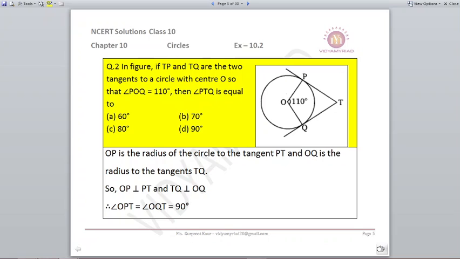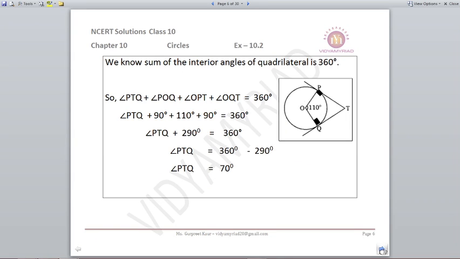Now out of 4 angles we have 3 angles with us. So we can use the property of a quadrilateral, that the sum of the angles of a quadrilateral is 360 degrees. So that means you have 110 plus 90 plus 90 plus angle PTQ. So that gives you 290 degrees. So angle PTQ will be equal to 360 minus 290, that gives us 70 degrees.